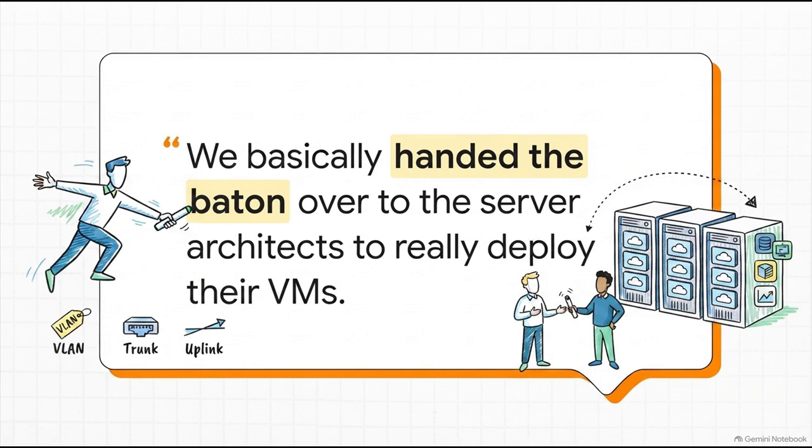By using SuperCloud Composer, the network admin finishes their leg of the race in absolute record time. Just a few clicks, and the VLANs are created, the trunking is established, the uplink is active. Boom! They can confidently hand the baton right over to the server architects. The infrastructure is completely prepped for the server team to start instantiating those VMs, checking network reachability, and deploying the actual applications that drive the business.